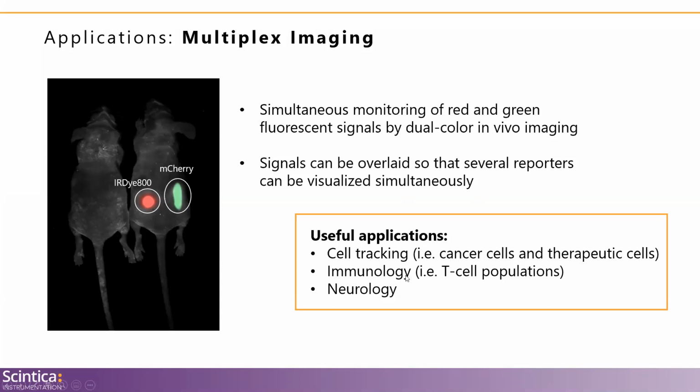The second one is immunology. A big one would be the CAR T cell group. Sometimes they want to separate out their T cell population, for example, CD4 versus CD8 T cells, and see how those are contributing to a treatment effect. And then finally, neurology, because we know the brain has very complex biology. So having the opportunity to track more than one population of, for example, stem cells can be really helpful.